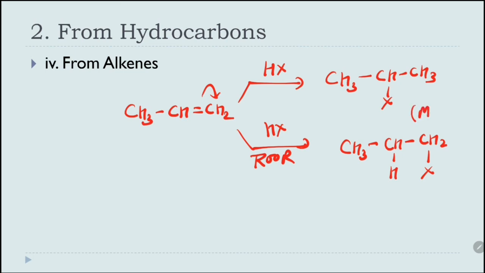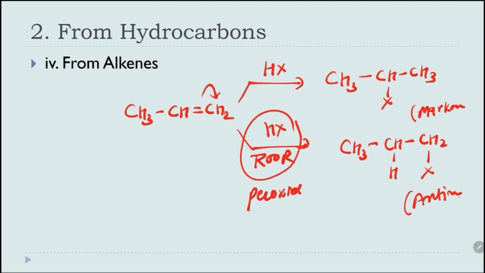So this is the Markovnikov product and this one is the anti-Markovnikov product. This kind of reaction is called peroxide effect or Kharasch effect. This is very important. Wherever you see HX, also look at peroxide. If it is present, then we have to form the reverse of the normal product.